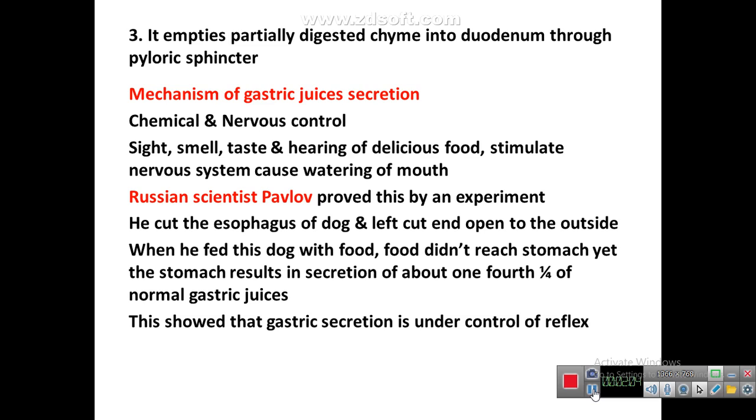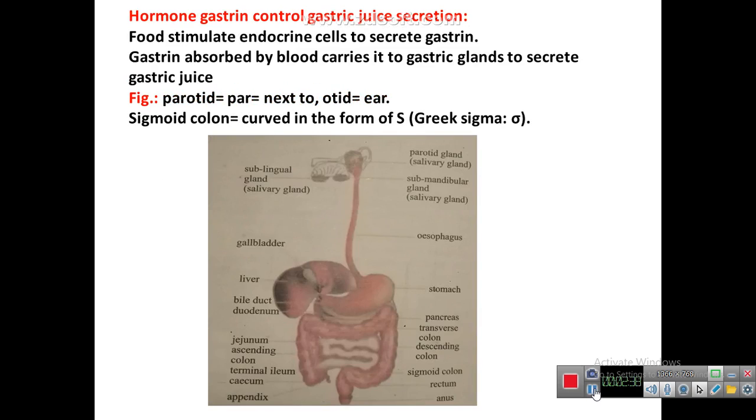Russian scientist Pavlov proved this by an experiment. He cut the esophagus of a dog and left the cut end open to the outside. When he fed this dog, the food did not reach the stomach, yet the stomach secreted about 1/4 of the normal gastric juices. 1/4 means 1 part out of 4 parts. This showed that gastric secretion is under the control of reflexes.